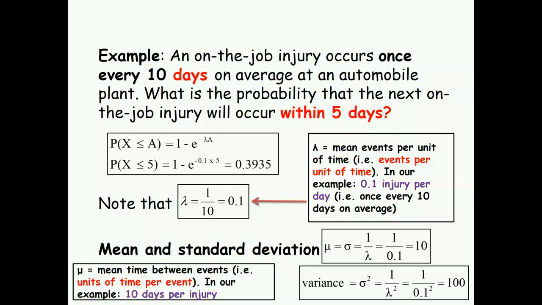Don't confuse it with mu. Mu here is the mean time between events, 10. One injury, 10 days. Another injury, 10 days. Another injury, 10 days. So mu here is the mean time between events, units of time per event. Lambda is events per unit of time, while this is units of time per event. So try to differentiate between mu and lambda.